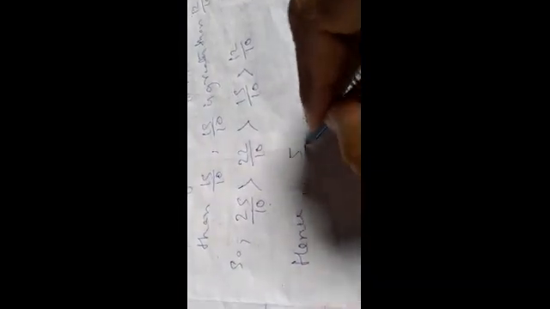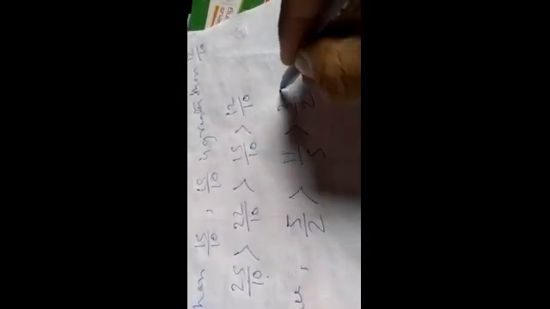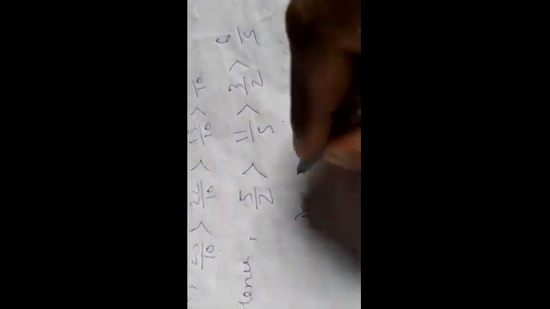25 by 10 is the same as 5 by 2, so we write 5 by 2 as the greatest. Then 22 by 10 is 11 by 5, and 15 by 10 is 3 by 2, and 12 by 10 is 6 by 5. So in this way they are in descending order.